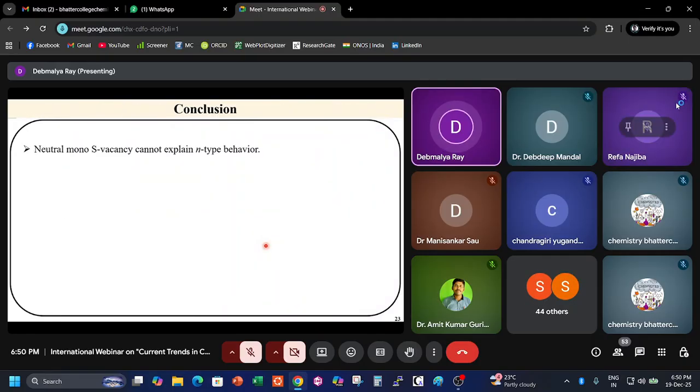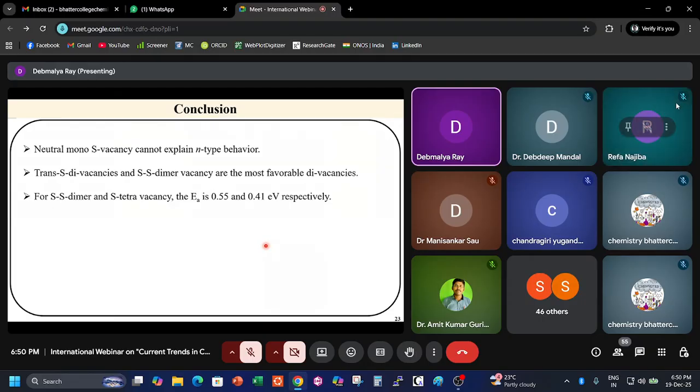So basically what we concluded here is that neutral monosulfur vacancy really cannot explain the N-type behavior in this type of material. However, trans-sulfur divacancy and sulfur-sulfur dimer vacancies are the most favorable divacancies. Now for sulfur-sulfur dimer vacancy and tetravacancy, the activation energy is 0.55 and 0.41 eV, which is getting very close to the experimental prediction, and we think there might be possibilities of even more complex sulfur vacancies present in this material, and we have to investigate those in future.